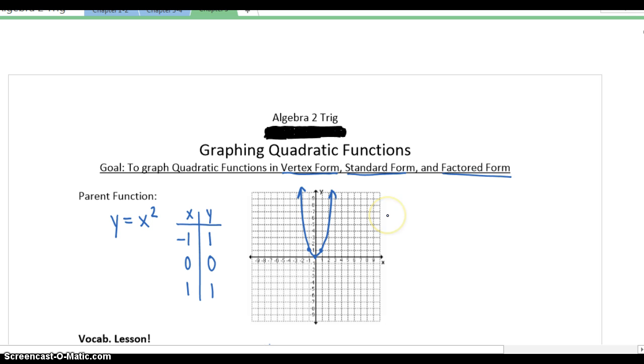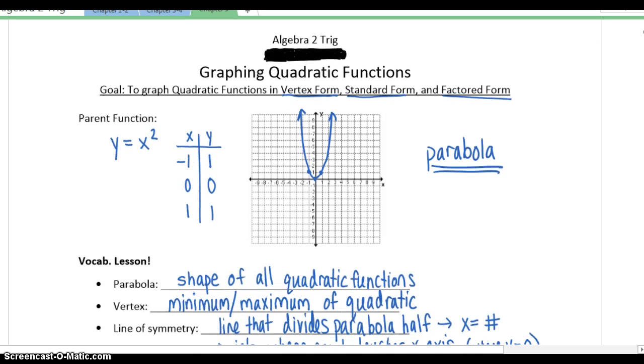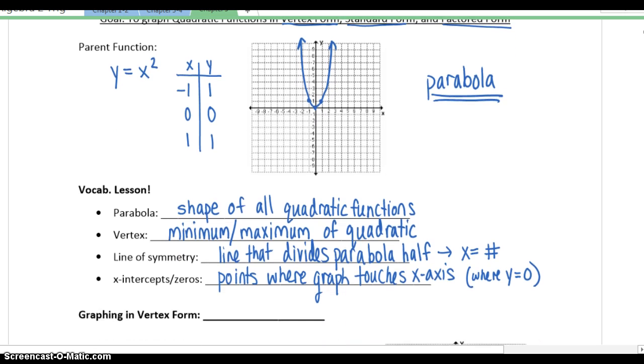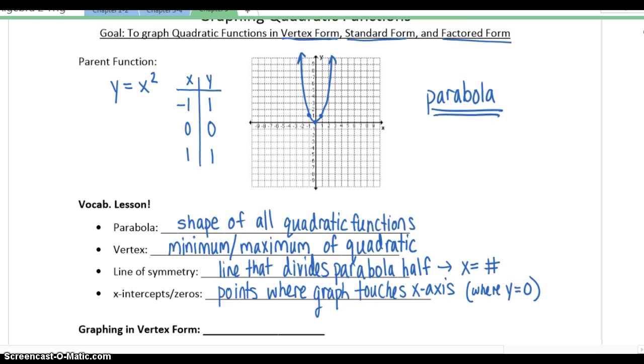This is actually the general shape of every quadratic function, and we call that a parabola. Parabola is just one of the many words we're going to be using in this section to talk about graphing. To give you a better idea of all those words, you've got a little spot to fill in some definitions. So go ahead and pause this video and fill in the definitions to make sure that you've got them down and that you've read through them.